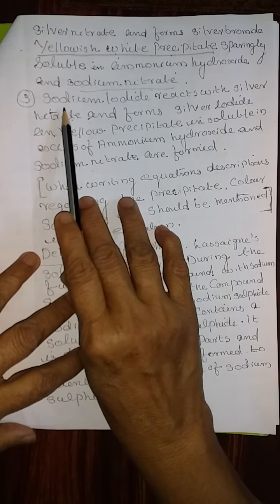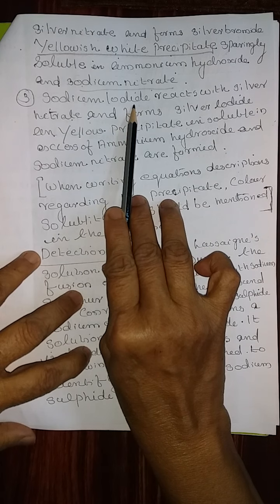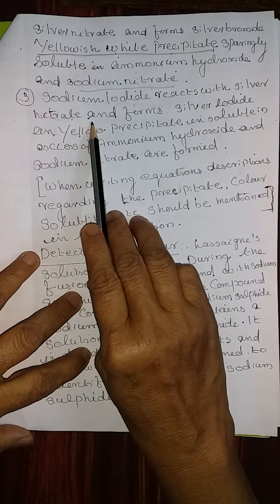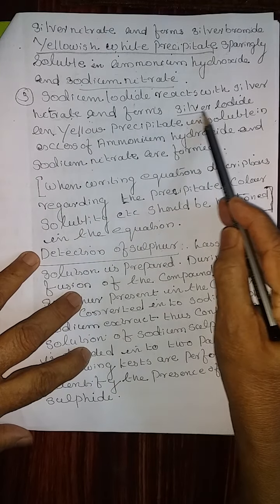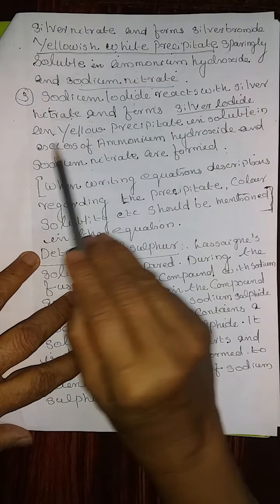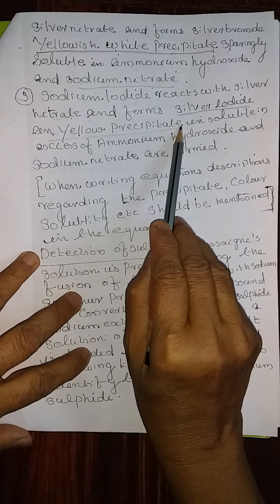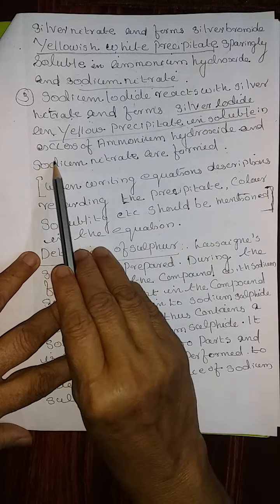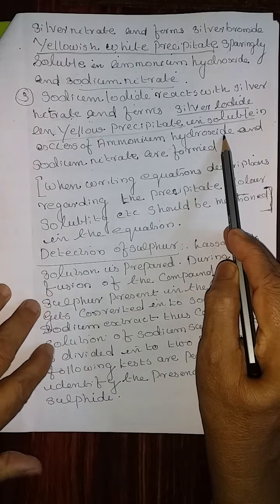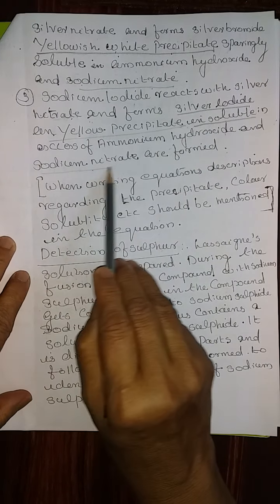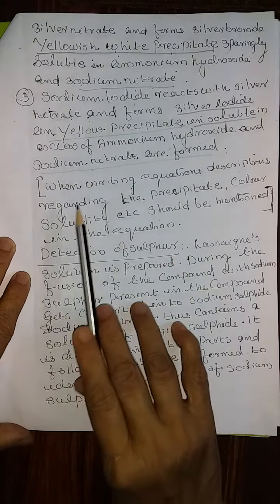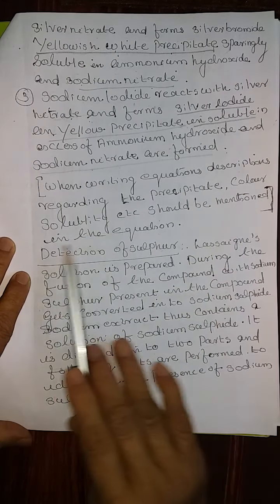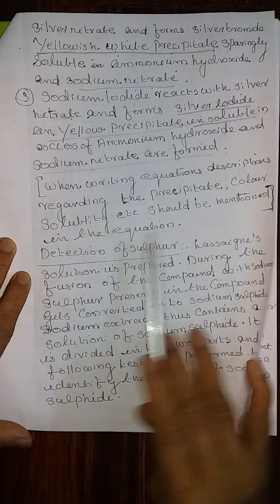Third reaction, if the halogen is iodine, sodium iodide reacts with silver nitrate and forms silver iodide. Below silver iodide, write yellow precipitate, and it is insoluble in excess of ammonium hydroxide. The other product is sodium nitrate. When writing the equation, descriptions regarding the precipitate, color, and solubility should be mentioned in the equation.